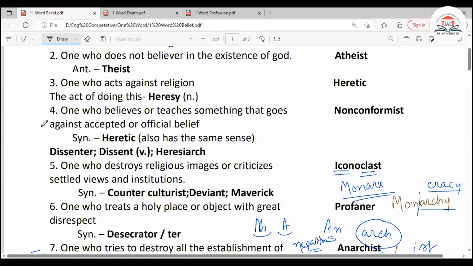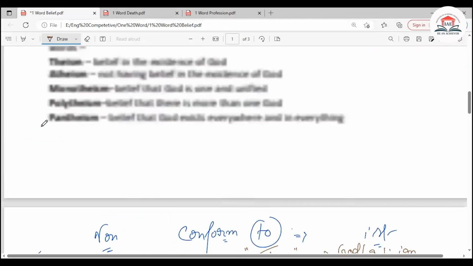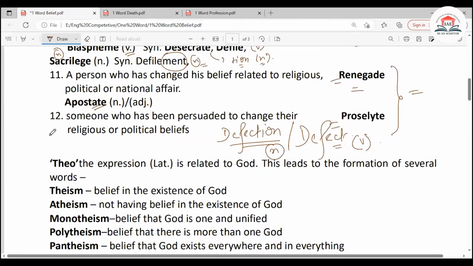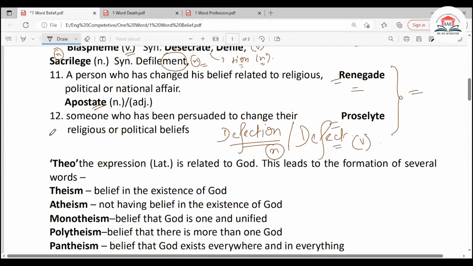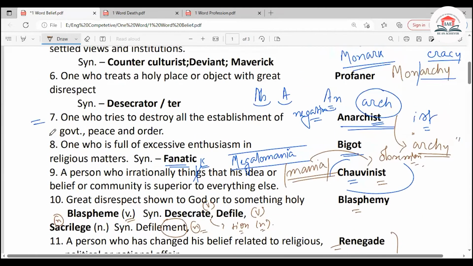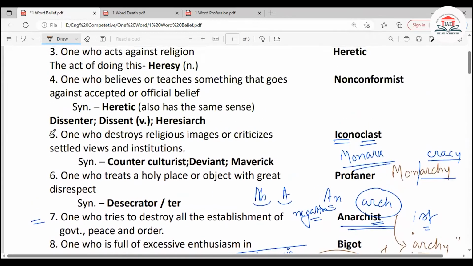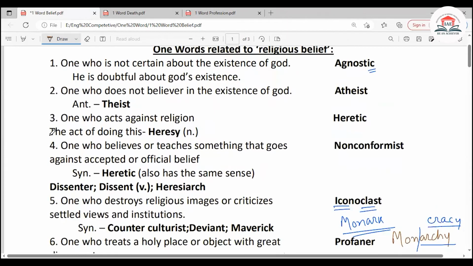See whether I have missed something. Please see it meticulously. Do you have any question? Sacrilege, fanatic, desecrator, profaner, iconoclast, non-conformist. Everything is clear, I think. Any question left?